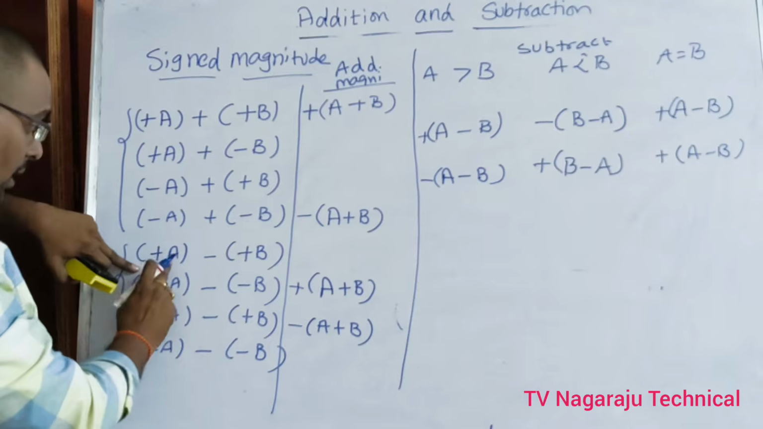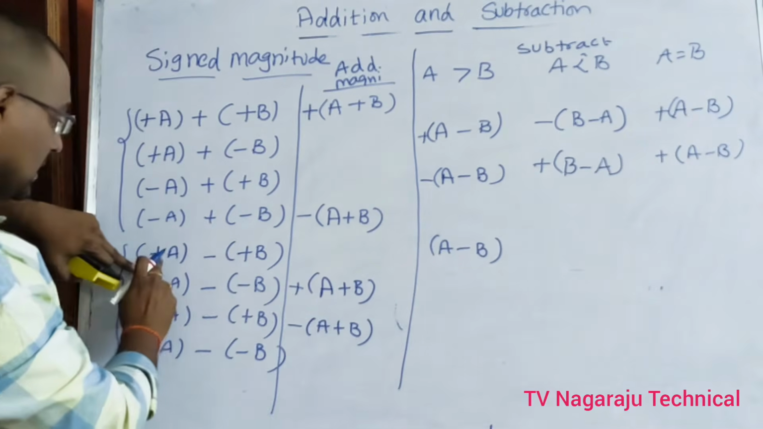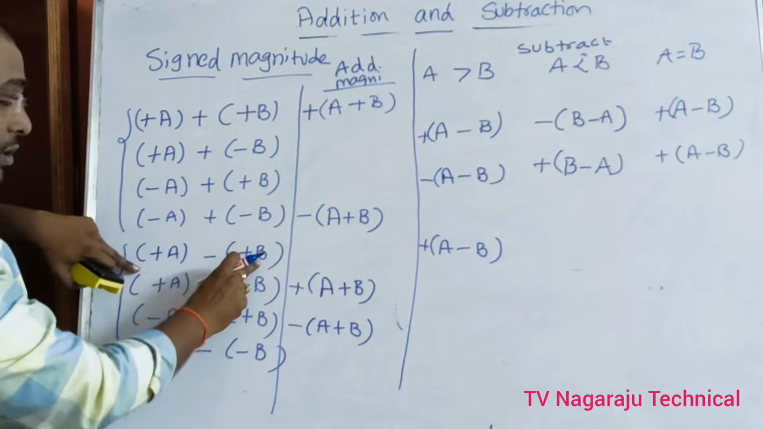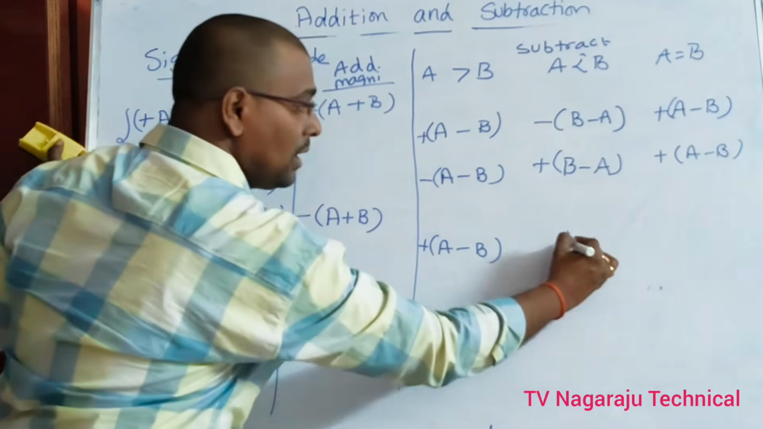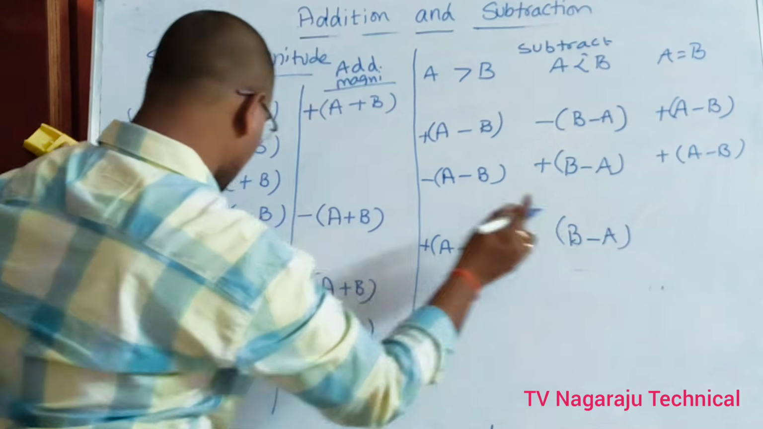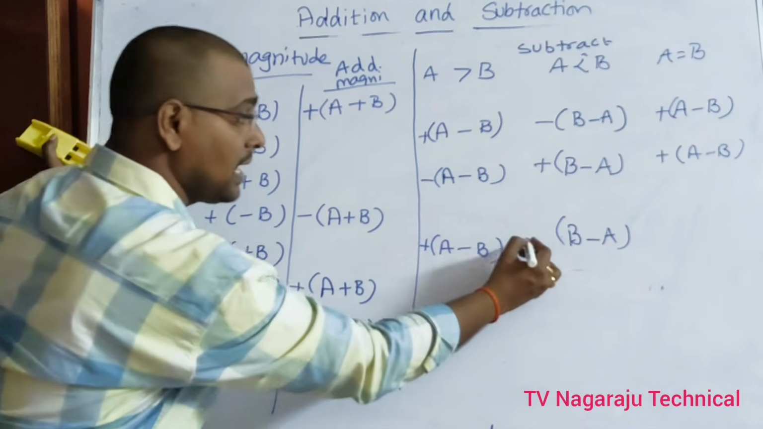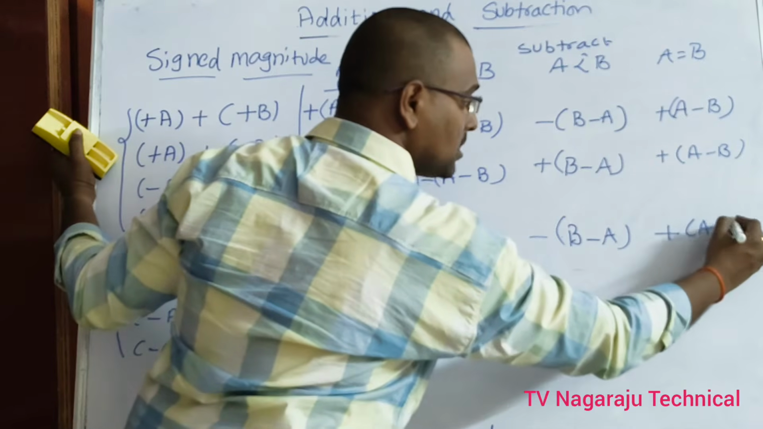Now coming to this one, here directly a minus b. What is the sign of the larger magnitude? Plus. Why? The a value is greater than the b value. Suppose the b value is greater than the a value. What are we doing? B minus a. Suppose 20 minus 30, the answer is minus 10. Simply a minus b here.